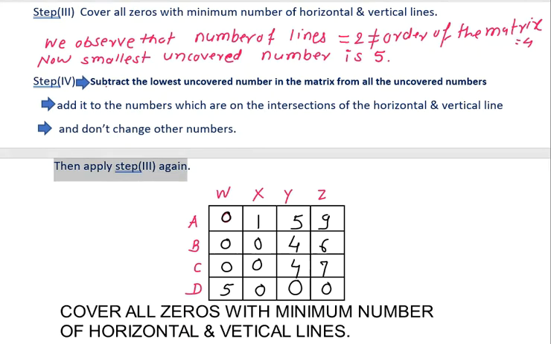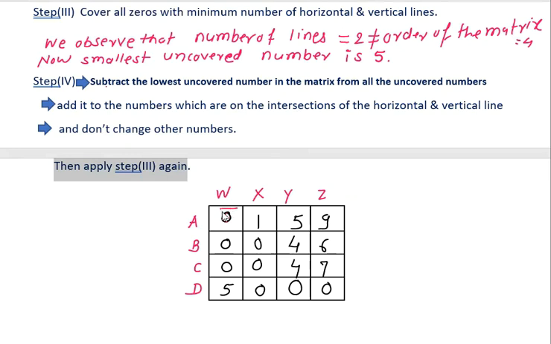So cover all zeros with minimum number of horizontal and vertical lines. Look at the rows containing single zero. First row contains single zero. So we make an assignment here and we draw a horizontal line. In the second row, there is a single zero because first zero is already crossed. So make an assignment here and draw a vertical line. Then third row does not contain single zero. Fourth row does not contain single zero.